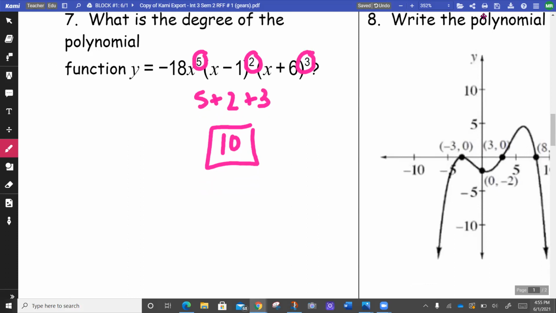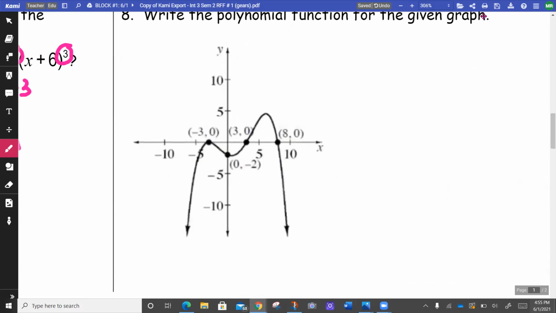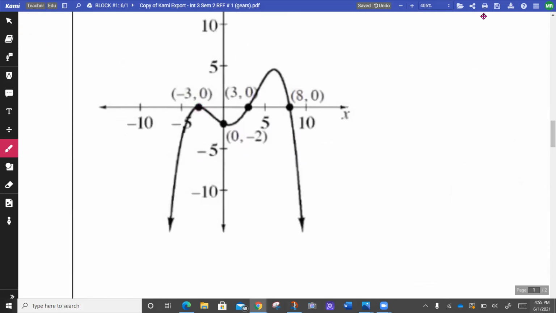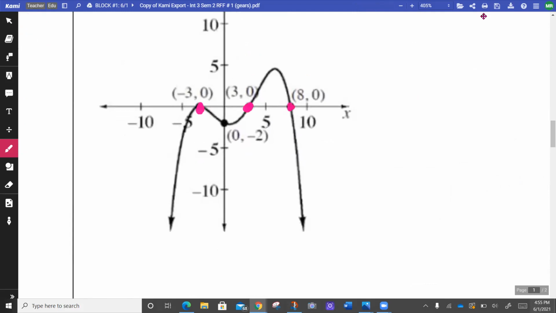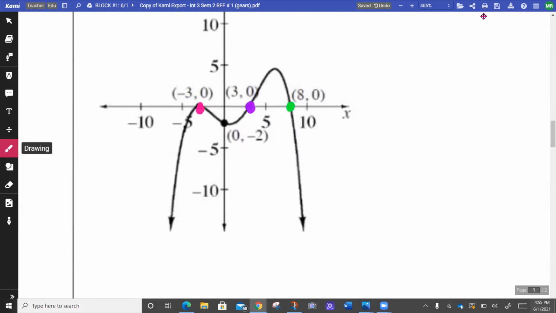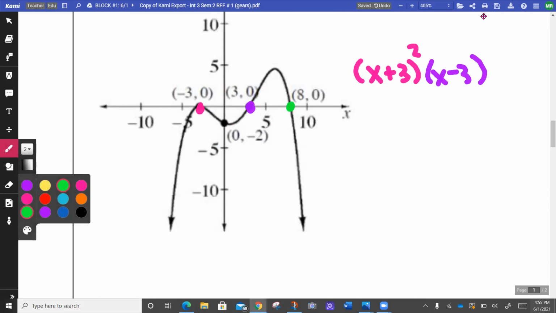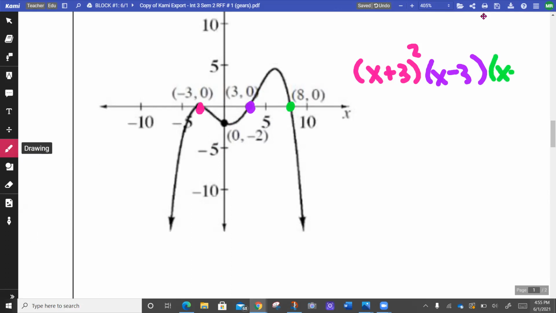So looking at number 8, okay, we want to write the polynomial. So first off, let's look at our zeros. Okay, I'm just going to kind of zoom in. So I got a 0 here, here, and here. So this, let me color code them. So this -3 is going to come from x plus 3, and it's going to be squared because it's a double root. The 3 is going to come from an x minus 3, and that's a single root because it goes straight through. And this 8 is going to come from x minus 8.